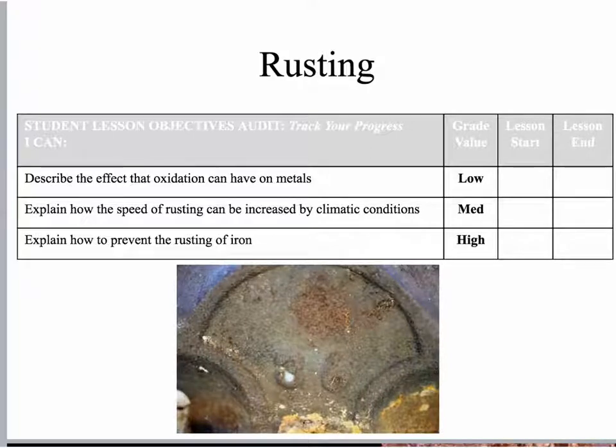However, one specific metal, which is iron, goes through a process known as rusting. We will look at the effect that oxidation can have on metals, including the transition metals. We will have a look at how we can affect the speed of rusting, and we'll have a look at how we can prevent rusting.